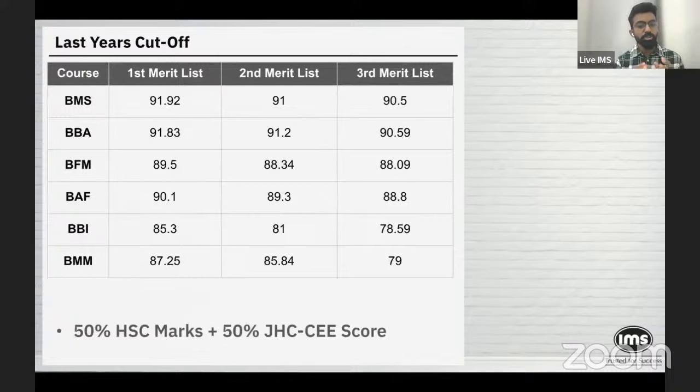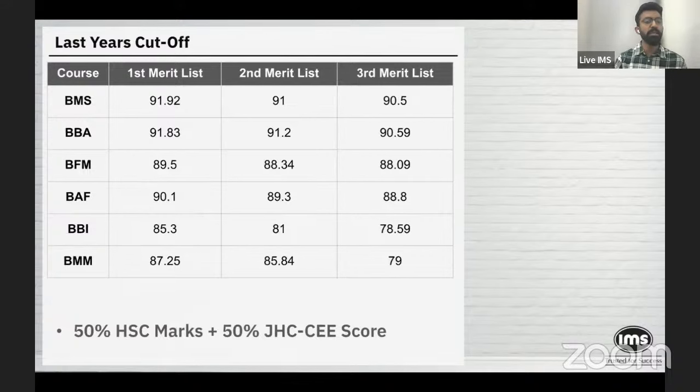As we know, in JaiHind College, 50% weightage is given to your HSC marks and 50% weightage is given to your JHC-CEE score. That is how they give you a composite total out of 100. So let me give you a normal calculation. Let us say you score 90% in your 12th. That 90% will be scaled down, so 90 upon 2 will give you 45 marks.